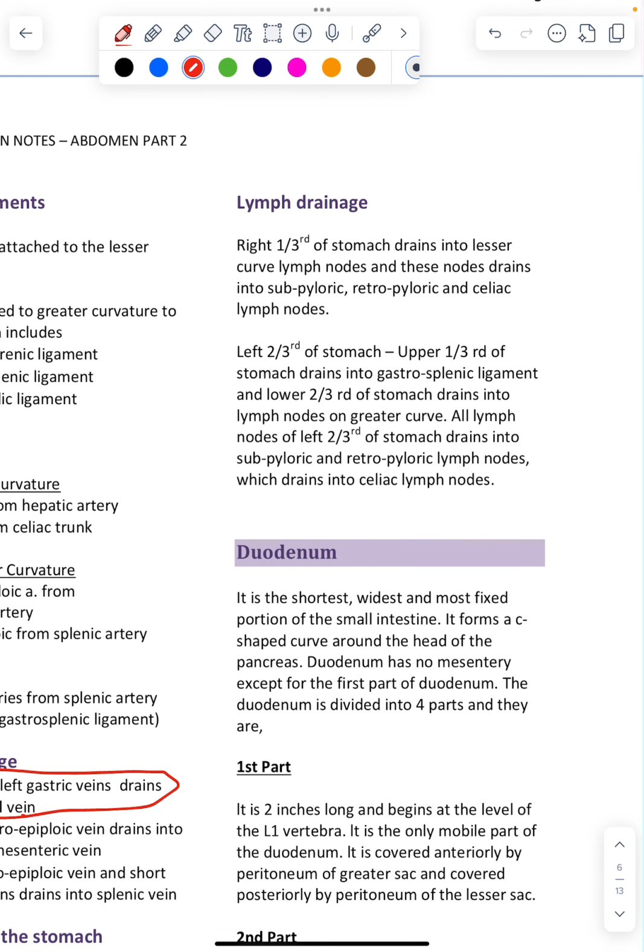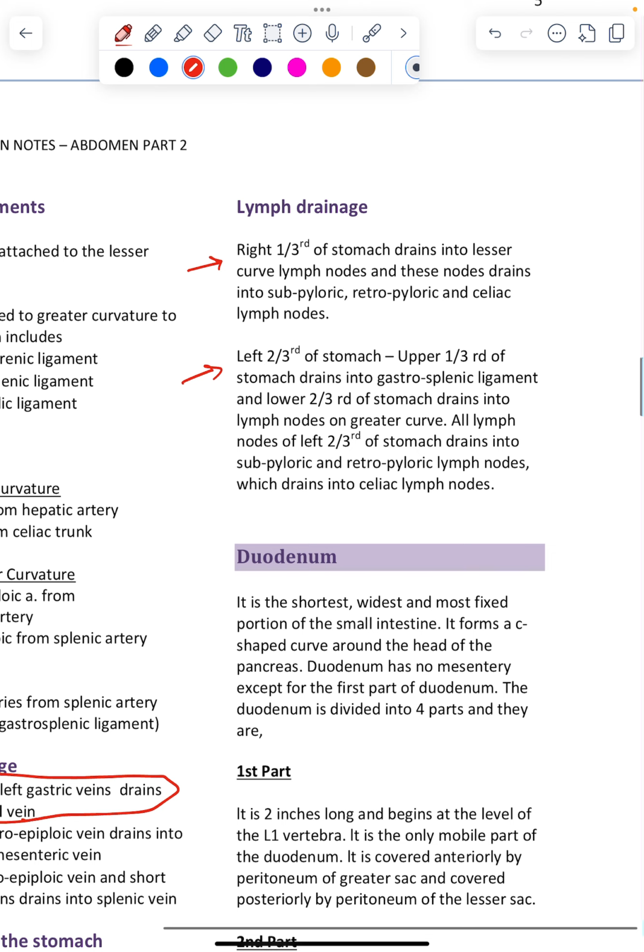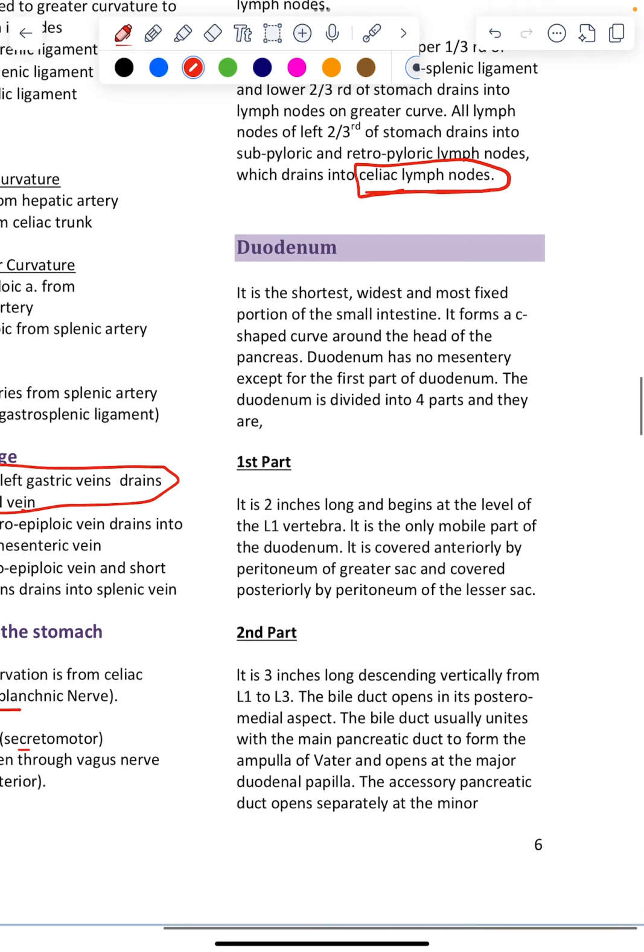Lymphatic drainage of the stomach: the upper right one-third of the stomach drains into the lesser curvature lymph nodes. These drain to the subpyloric nodes. The left upper two-thirds drains into gastrosplenic nodes and the lower third drains into lymph nodes. All the lymph nodes of the stomach drain into subpyloric, retropyloric, and then into celiac lymph nodes. So ultimately they drain into the celiac lymph nodes.